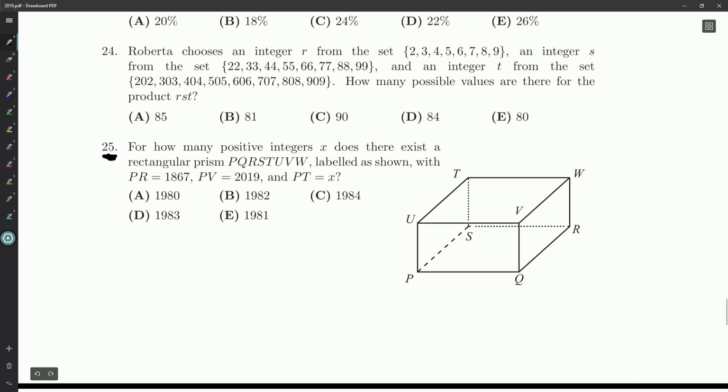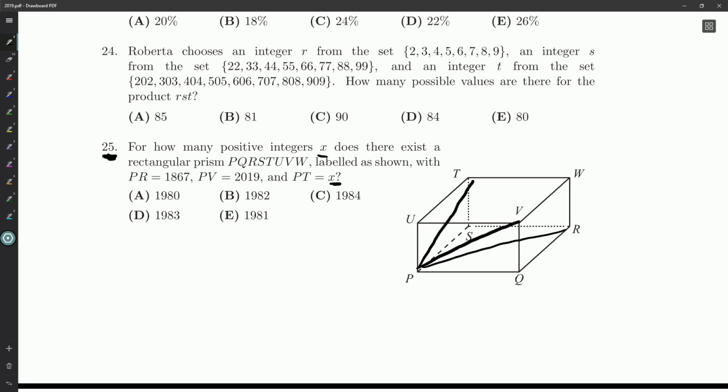For how many positive integers x does there exist a rectangular prism, PQRSTUVW, labeled as shown, with PR, this diagonal down here, 1867, the year Canada became a country, PV, 2019, the year of the contest, and PT, this diagonal over here, x. And so x is a positive integer, otherwise we'd have lots of possibilities.